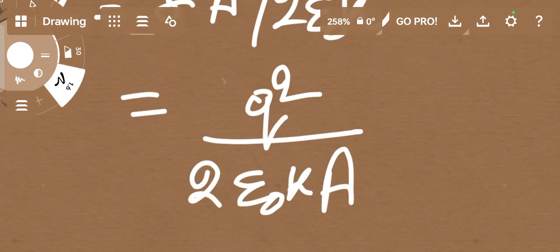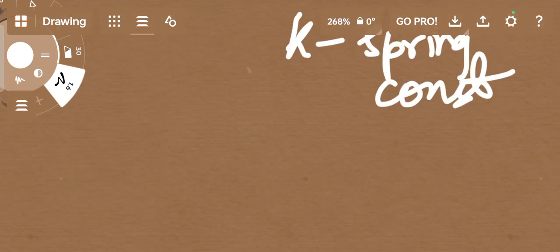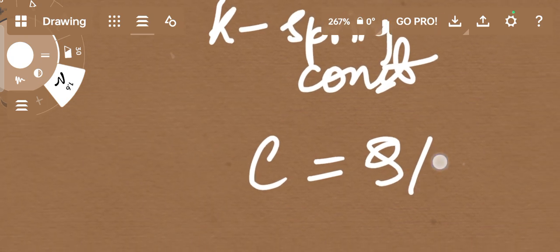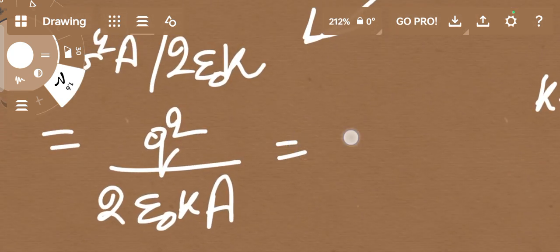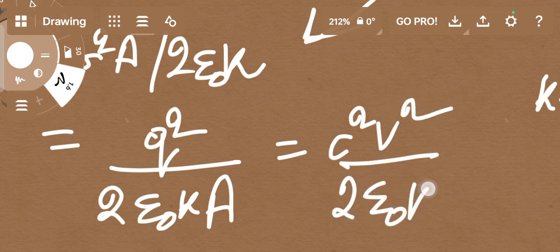Now another relation we need to introduce here is the capacitance of a capacitor. How do we define it? It is defined as q by v, right? Charge accumulated per unit voltage, that is the capacitance definition. So q square will give us C square V square by 2 epsilon naught K A.